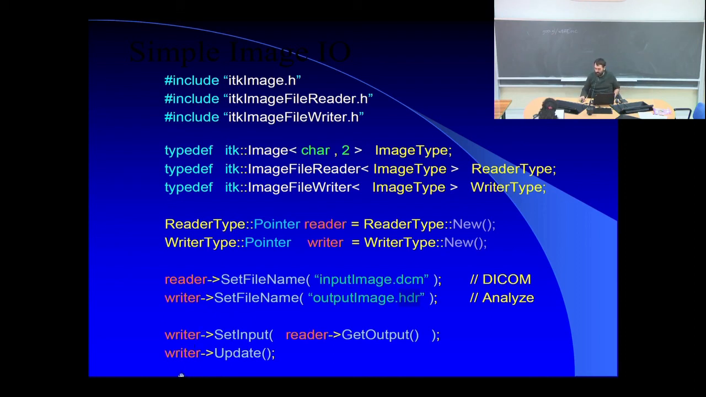Okay? Last thing you need to do, because if you don't do this update, we don't tell the writer to work, let's say, to execute. Okay? Once you set the whole pipeline, you have to execute, last thing is to say update. And when you do update, after this line, it will read the image, put it in the writer and write it into the file.